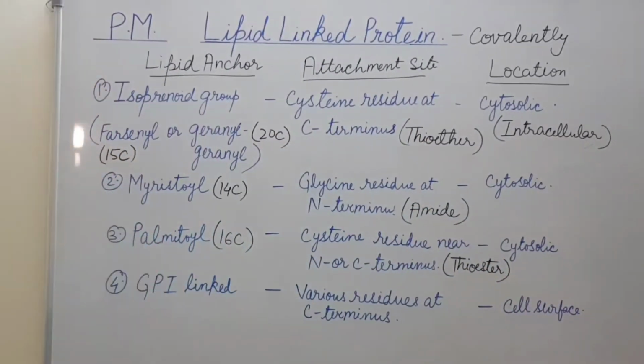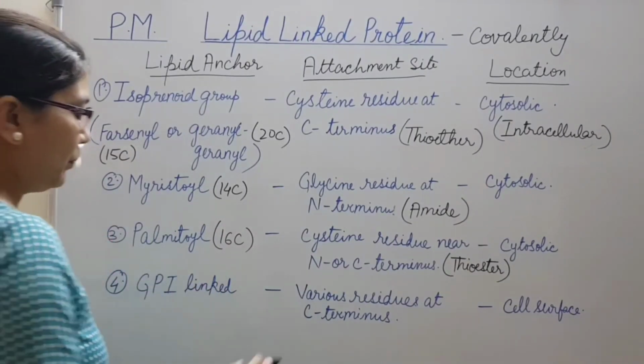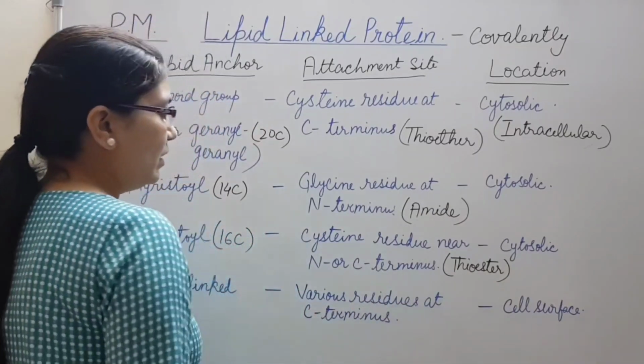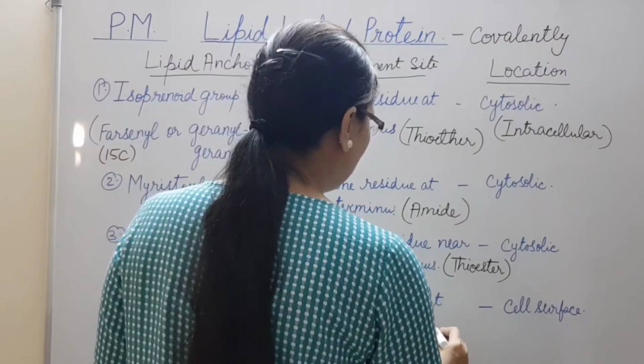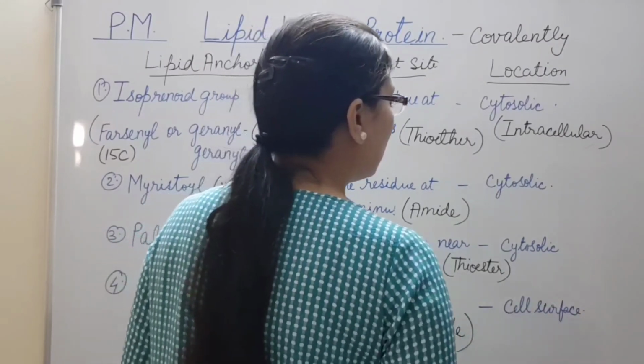GPI linked or glycosyl phosphatidyl inositol linked. Proteins are attached by various residues present at the C terminus, and the linkage is amide linkage. These are present at the cell surface.